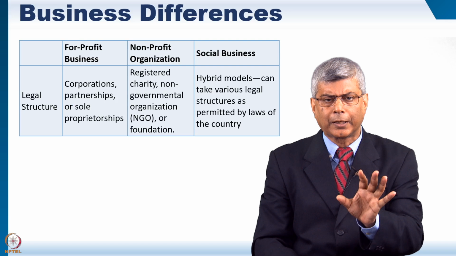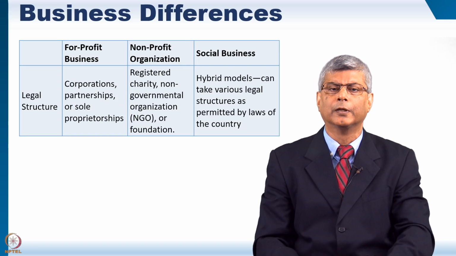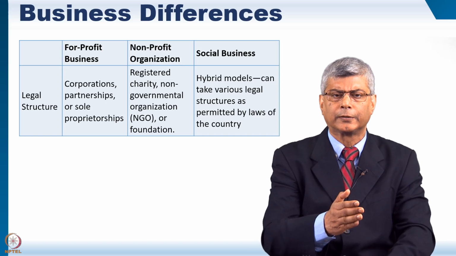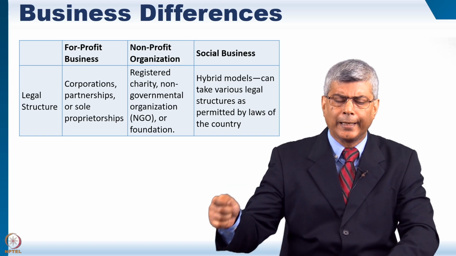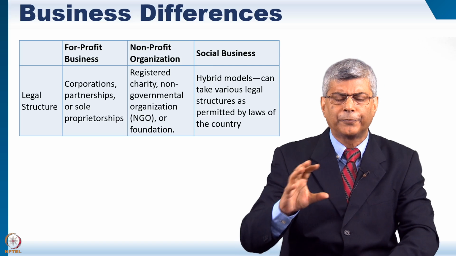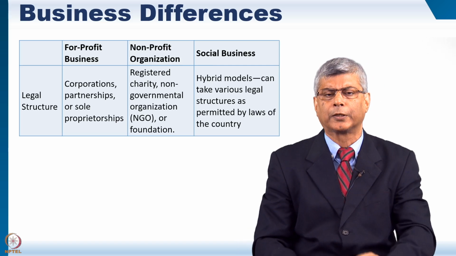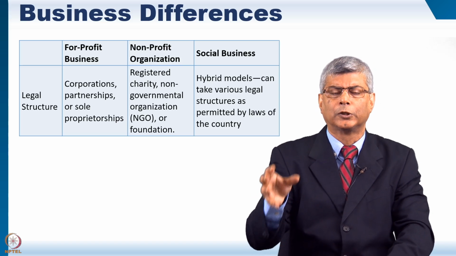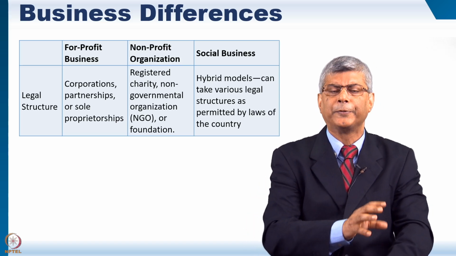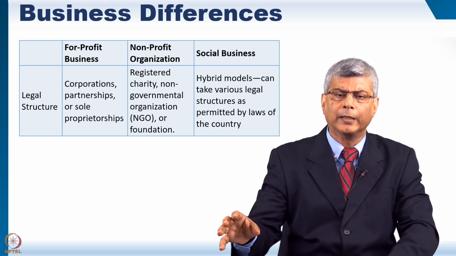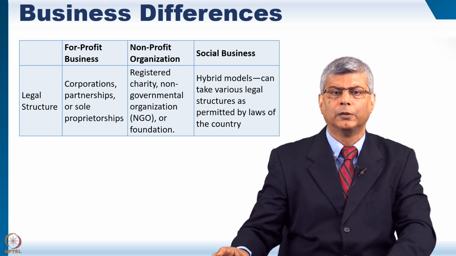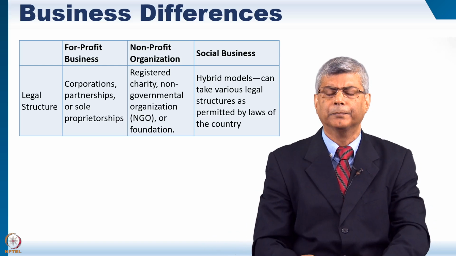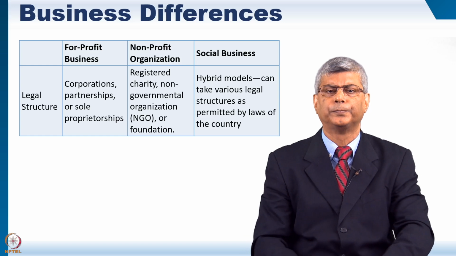Finally, the legal structures can be different for a for-profit business, a not-for-profit business, and a social business. And we'll, in a later section, deep dive into different business structures, legal structures. These legal structures may vary by country. So the legal structure permissible in US may be slightly different than in India or Europe or Japan or any other country. But in essence, they're more or less the same. But we'll get into the legal structures in a while.